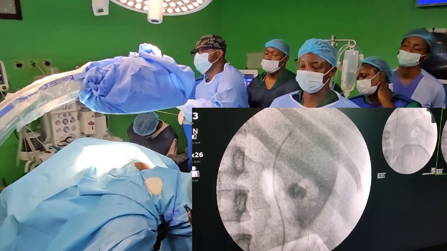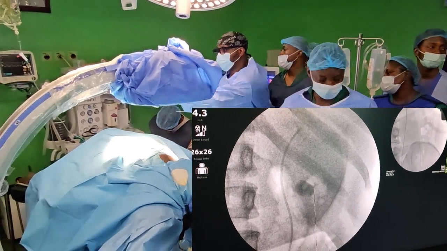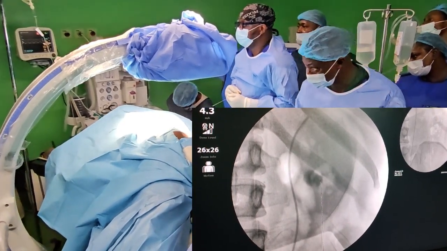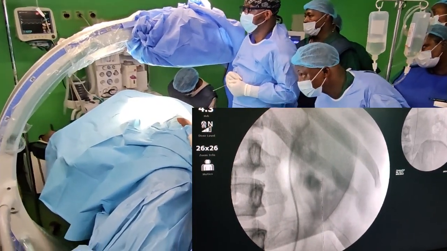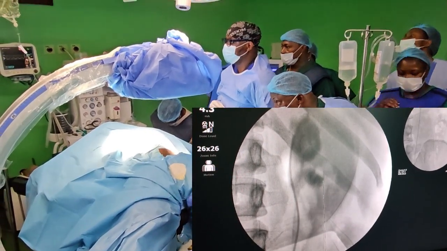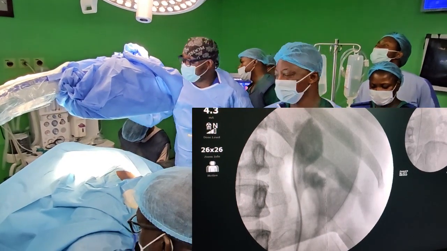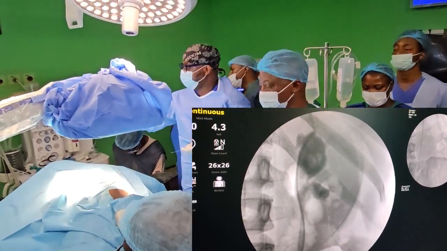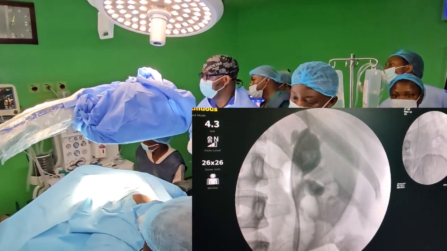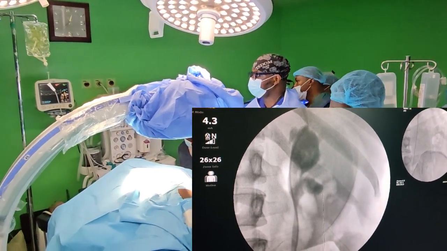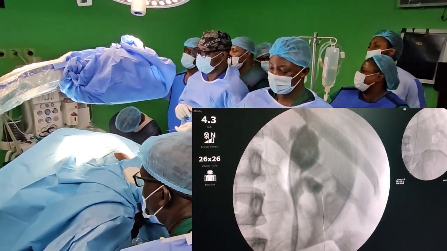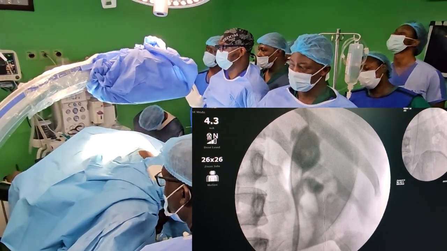So, are we set? Yes. Dr. Lawal, continuous fluoro. Let's go. Are you ready? Let's go. Inject fast. Yeah, fast, as we said earlier. Fluoro, let's go. Yes, can you see? Fluoro. Yeah. Yes, go. Okay.